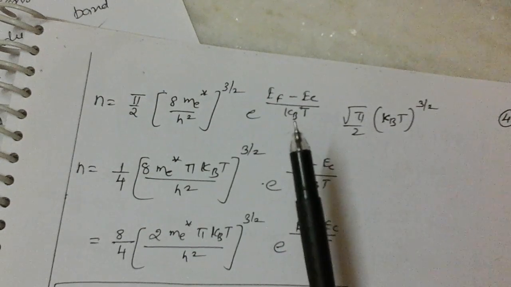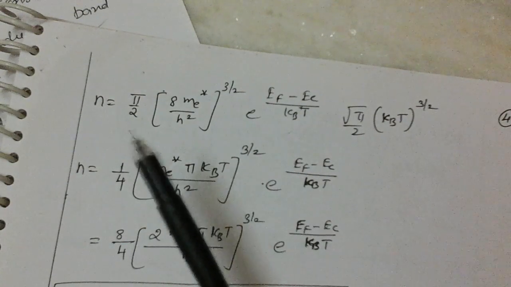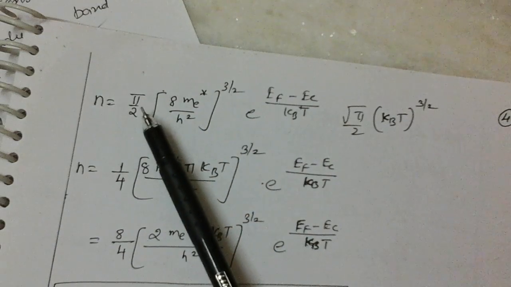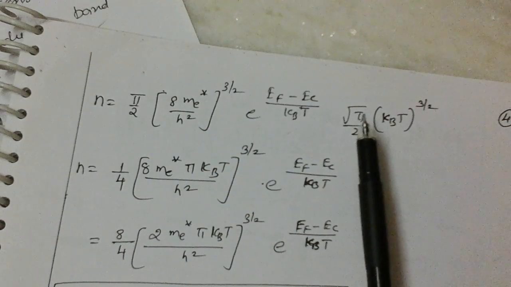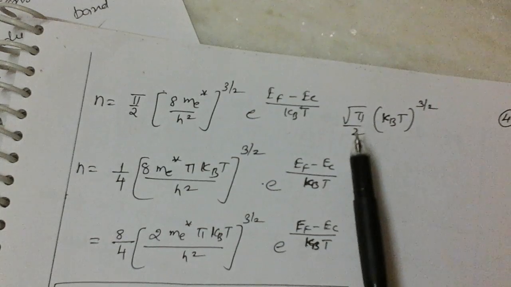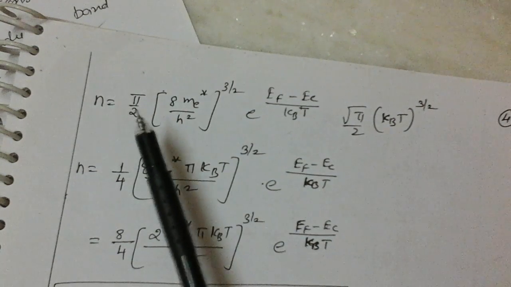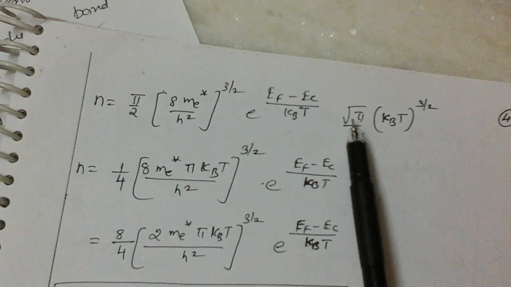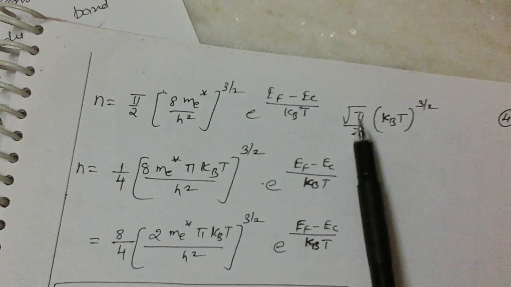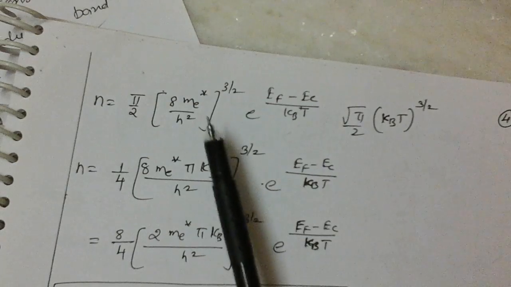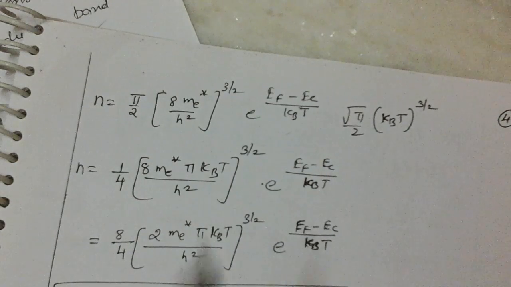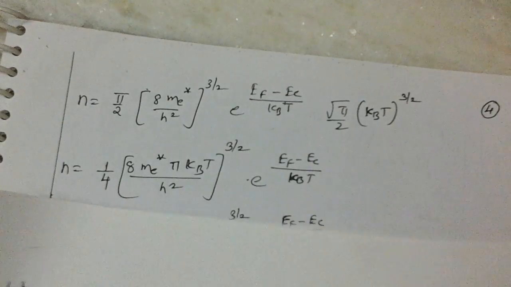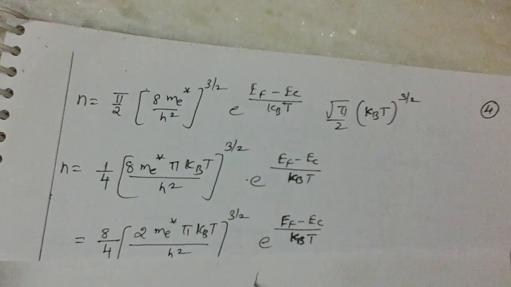So here, the terms you have to remember are this pi by 2 and this root pi by 2. So pi into root pi is written as pi power 3 by 2. I am writing it inside, so here 3 by 2. I can give a small calculation for this.